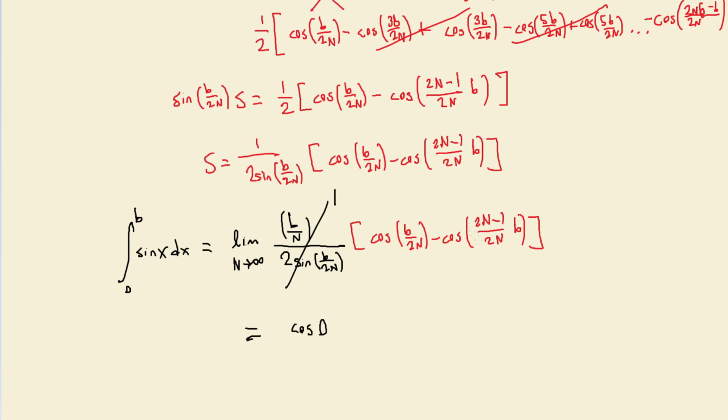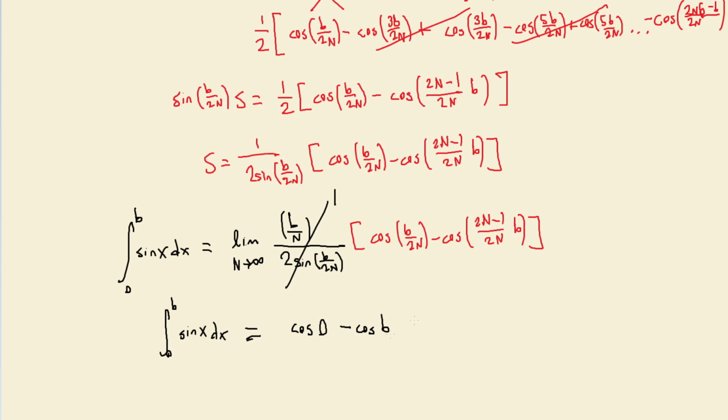And then here, what is going to happen if we take the limit of this expression as n goes to infinity? Well, as n goes to infinity, the difference between 2n minus 1 and 2n is going to become negligible. And this is also going to reduce to just 1. It will essentially just be 2n over 2n, which is going to reduce to 1. And so what we're going to be left with here is we're going to subtract cosine of b. And this is actually our answer. We are done here. We have the area under the curve sine of x from 0 to b is equal to cosine of 0 minus cosine of b.